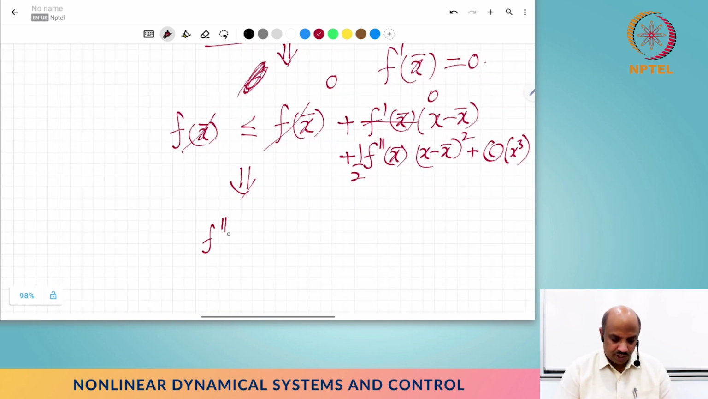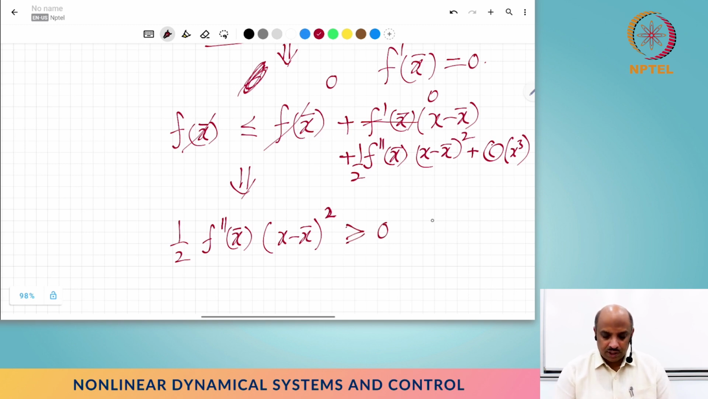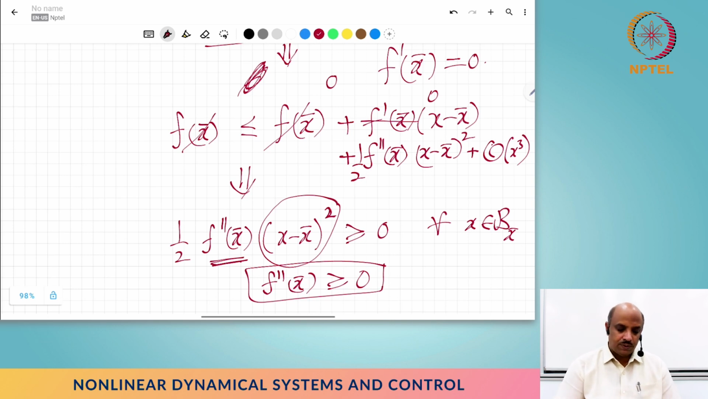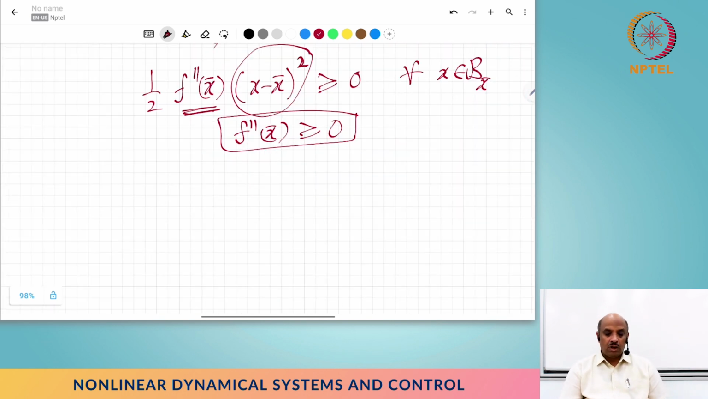f double prime of x bar times half times (x minus x bar) whole square, ignoring that higher order part, is greater than or equal to 0 for all x in the ball of x bar, right? But this one is a non-negative quantity, so that implies f double prime of x bar is greater than or equal to 0. So that's the necessary condition, but when it comes to showing sufficiency, you pretty much reverse. We just have to be careful.